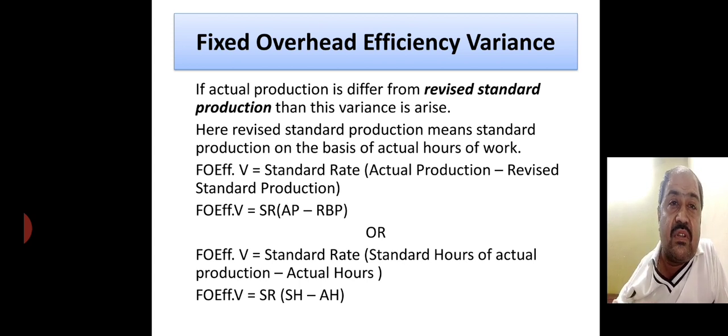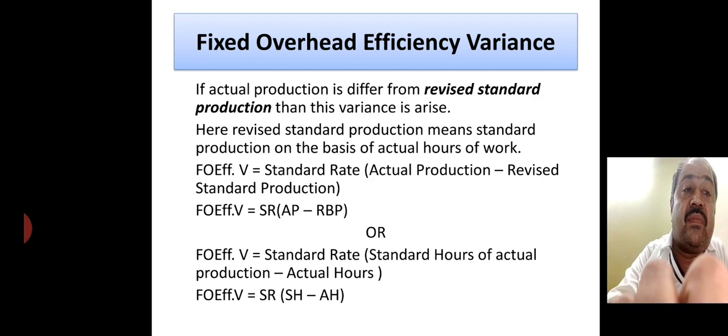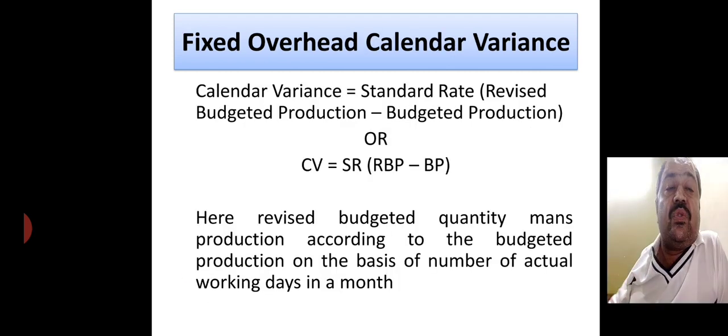Because this variance is possible when the hours are given in the example, instead of production or units, you can calculate this variance with the help of hours. The formula is standard rate into bracket standard hours for actual production minus actual hours. It is just like a labor efficiency variance. So you can calculate this variance with the help of hours, or with the help of the above formula: standard rate per unit, actual production and revised budgeted standard production. Now the next variance is fixed overhead calendar variance.